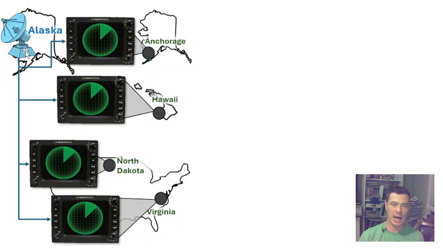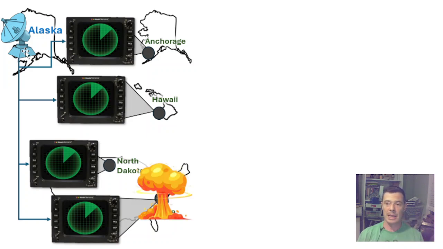And there's a better way of looking at it. So we have the radar dish in Alaska, and then each location: Hawaii, Alaska, North Dakota, Virginia. This is kind of the line that was against the Soviets. All of these places are going to be able to look at, see the same data coming out of Alaska. And the redundancy here is intentional.